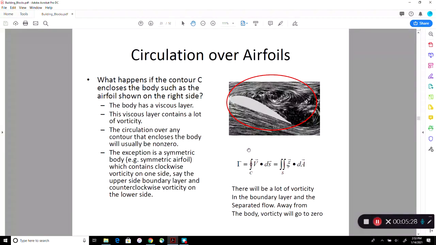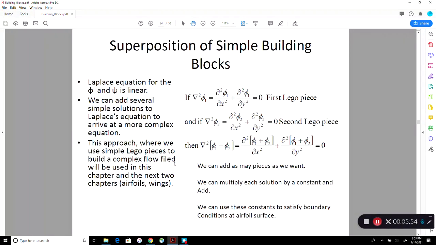In the case of a symmetric aerofoil with zero angle of attack, what would happen is on the upper surface, you'll have clockwise vorticity, on the lower surface, you'll have counterclockwise vorticity, and they will cancel with each other when you integrate it. Therefore, you'll get a zero circulation in the very special case where you have a symmetric body at zero orientation or zero angle of attack relative to the free stream velocity.